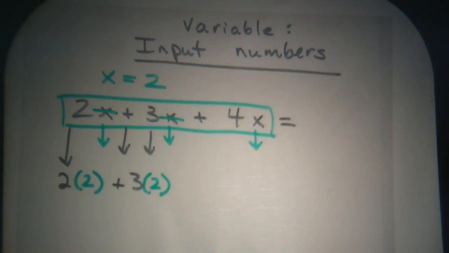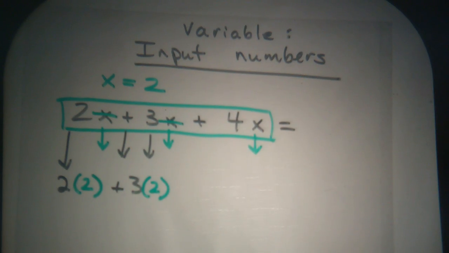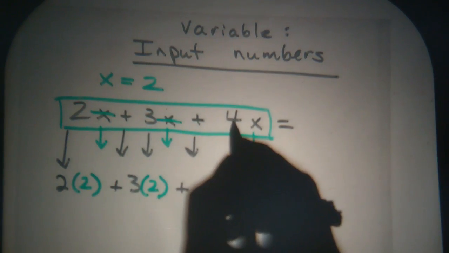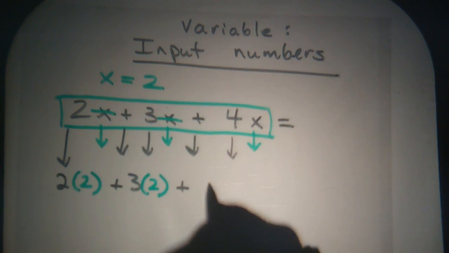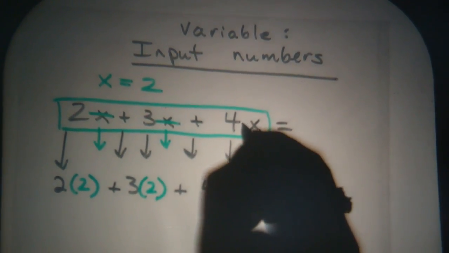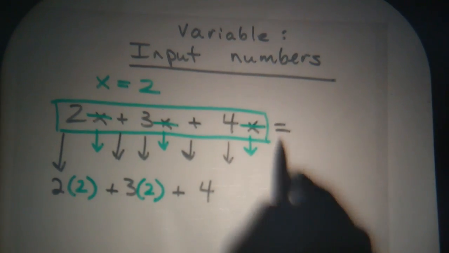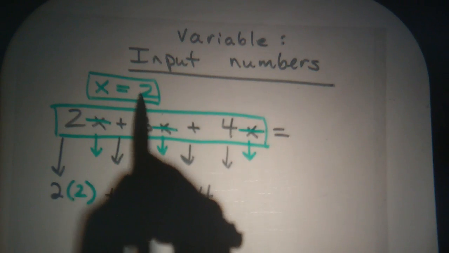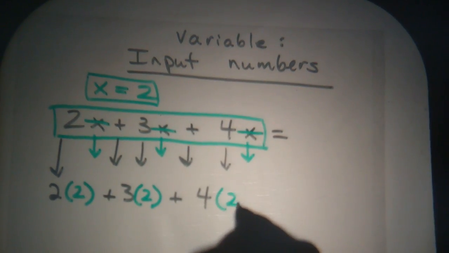that I input. Alright. I have a positive or plus 4. I have another x here. I'm going to cancel out that x or get rid of it. What will I do in place of the x? Well, here we go. X equals 2. I'm going to replace the x with the 2.